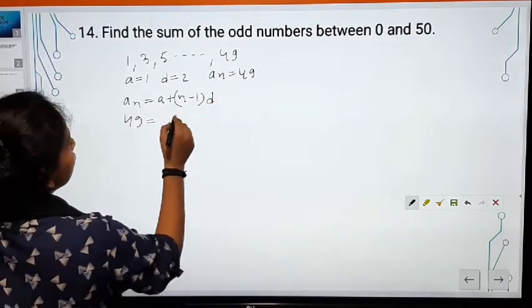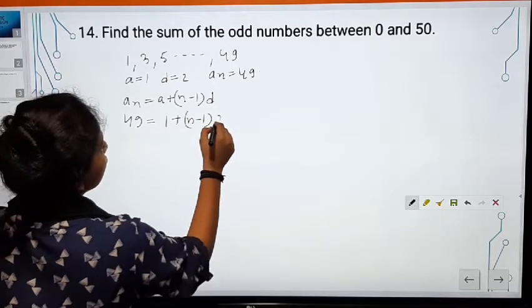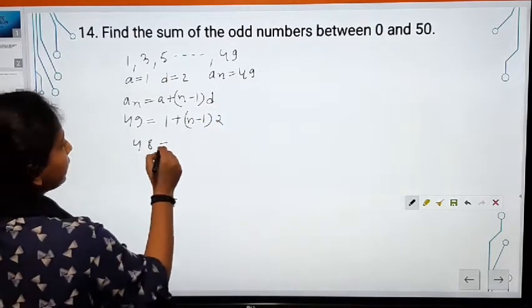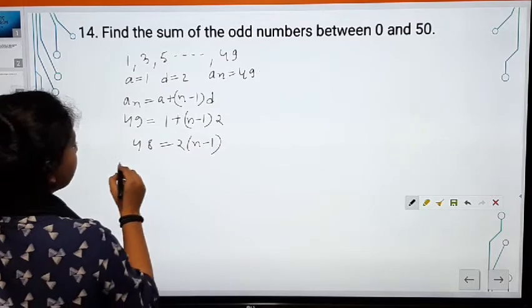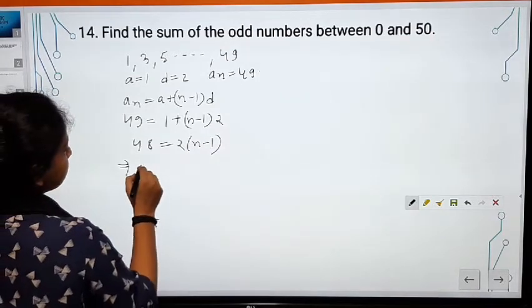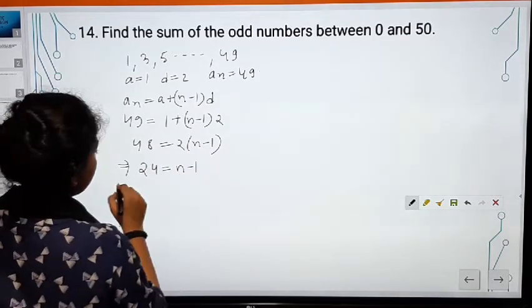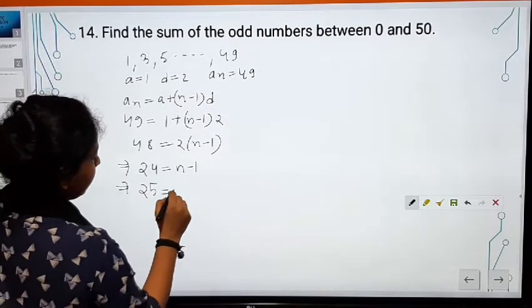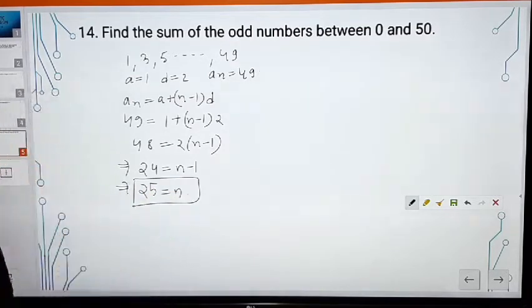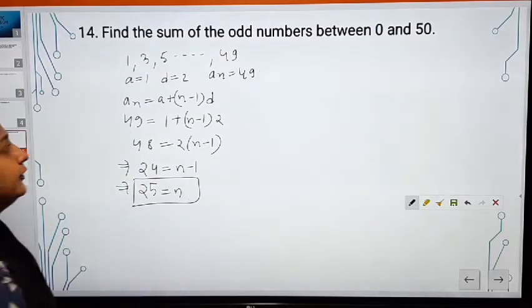49 equals 1 plus N minus 1 into 2. This will be 48 equals 2 into N minus 1. This gives us 24 equals N minus 1 or N equals 25. So we got the value of N as 25. Now we have to find the sum of these 25 terms.